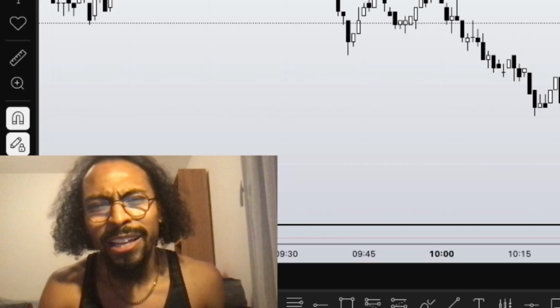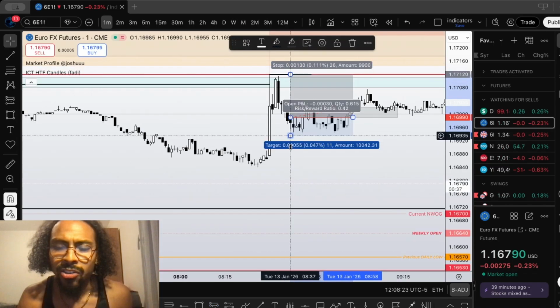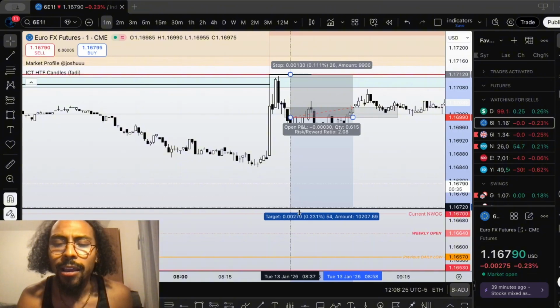So where did I take my entry? I took my entry at the first presented FVG, stops at that high, and targets to the weekly open and current new week opening gap. Now let's get into the trade management and the execution.